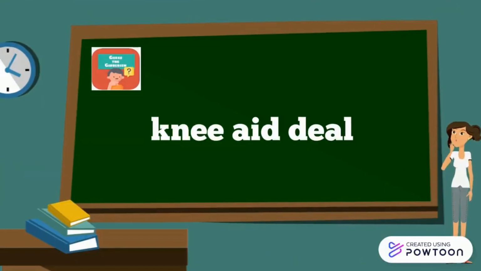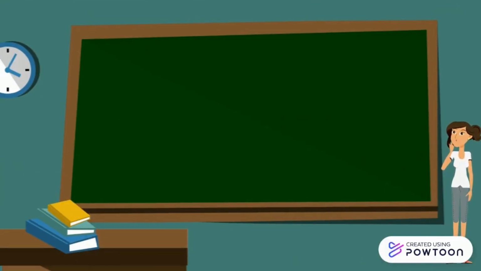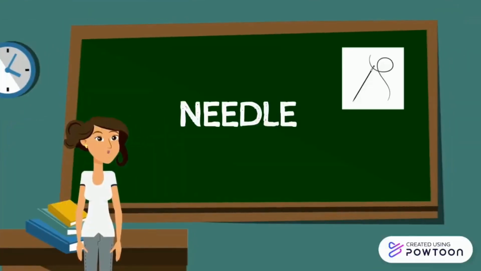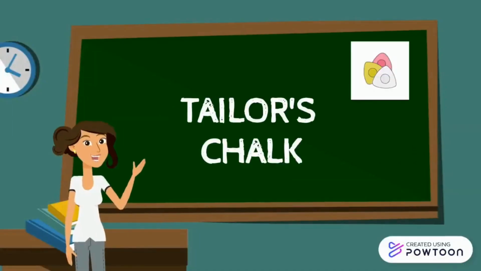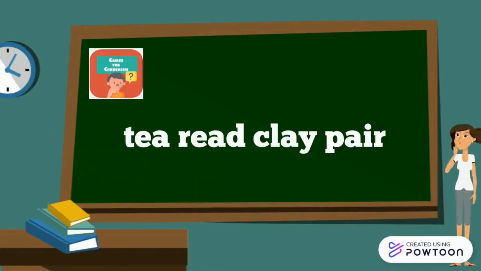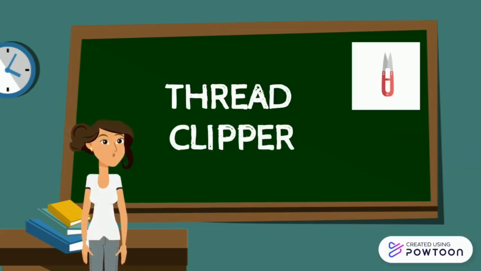So for the first gibberish word, needle. The answer is needle. The second gibberish word, low choco. The answer is tailor straw. The last one is T-rate flame pear. The answer is vet clipper.